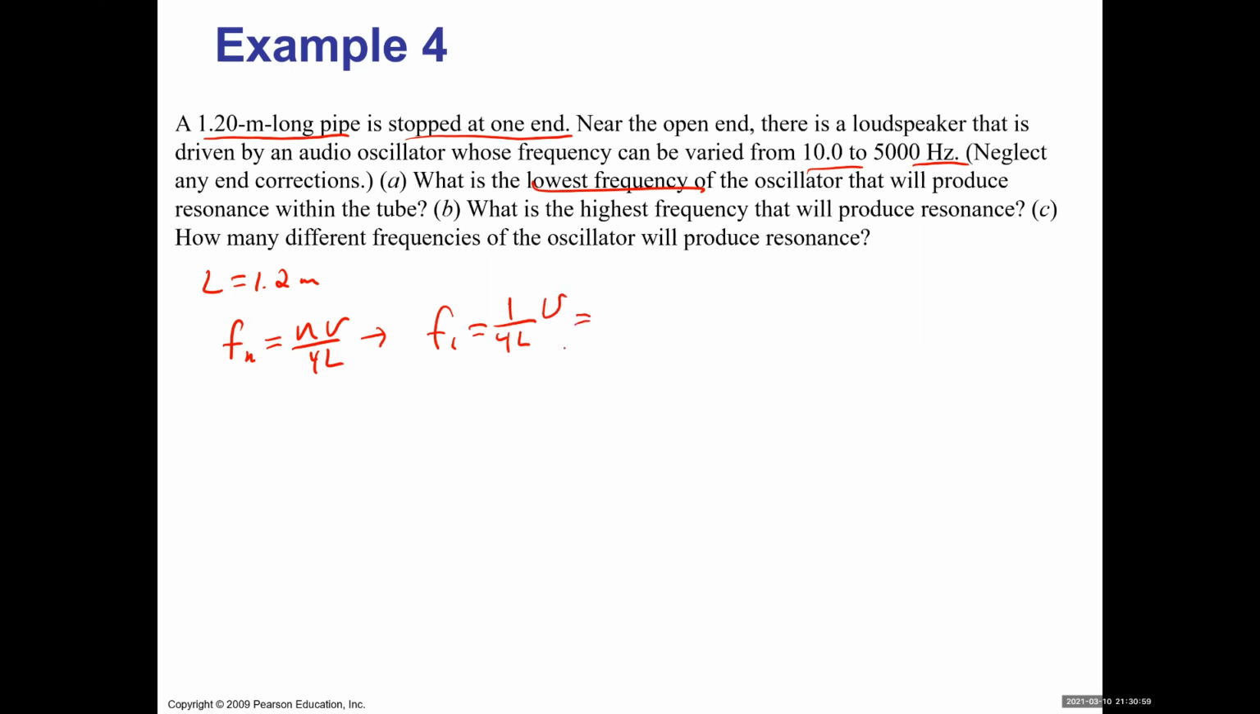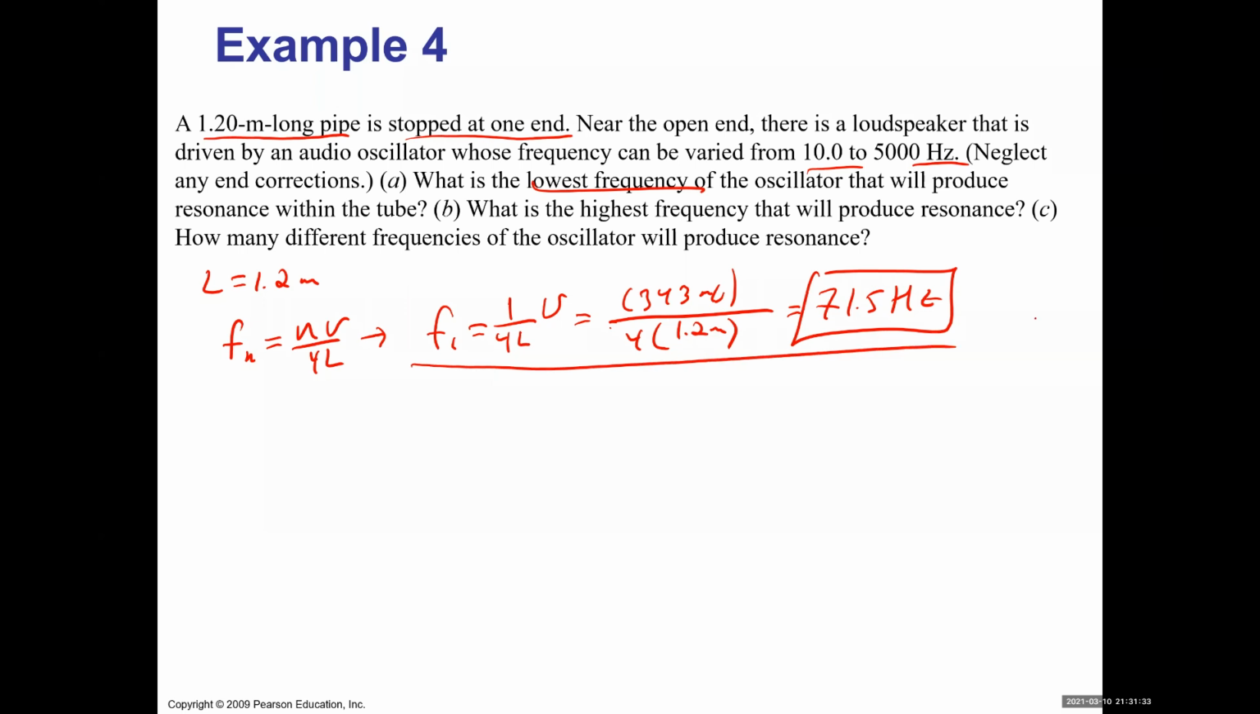Now, what is v? We're talking about sound in a pipe, the speed of sound, so it's 343 meters per second. So 343 meters per second divided by 4 times the length, 1.2 meters. Calculating this, we get 70.5 hertz. That's the lowest frequency that we can have.